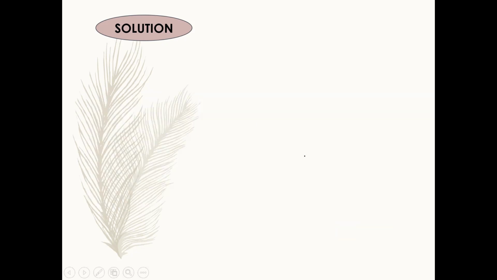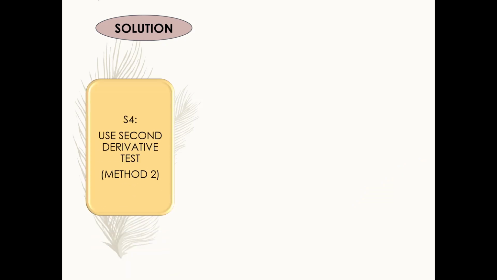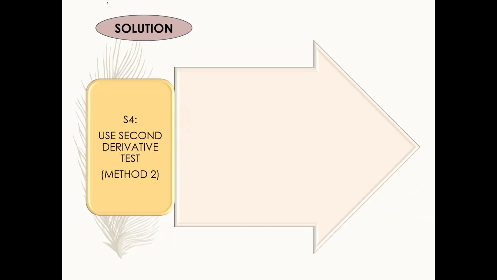Okay, now I will show you the second method, which is we will use the second derivative test. So you need to differentiate dy/dx again. So you will get d squared y over dx squared is equal to 6x. And then when x equals to 1, you will get d squared y over dx squared is equal to 6 times 1, which is 6. And so it is greater than 0. So it is a relative minimum.